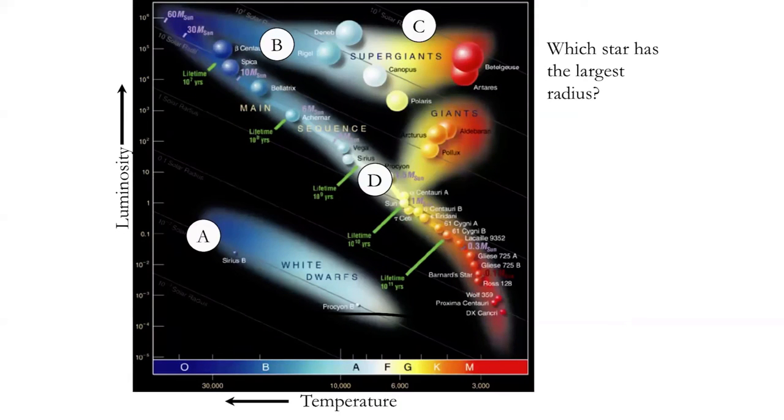Okay, so we'll stop there and then come back and talk about what it means to be in different parts of the HR diagram and why some stars appear in different places. Okay, see you then.